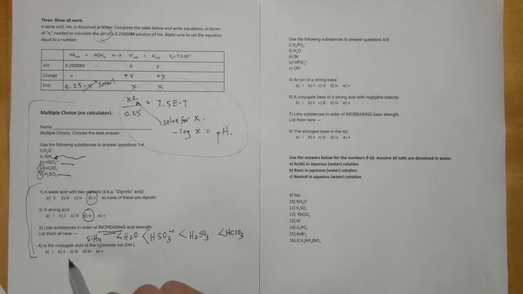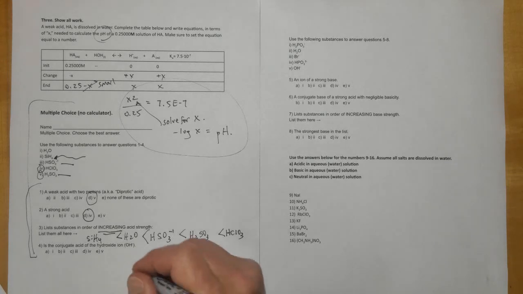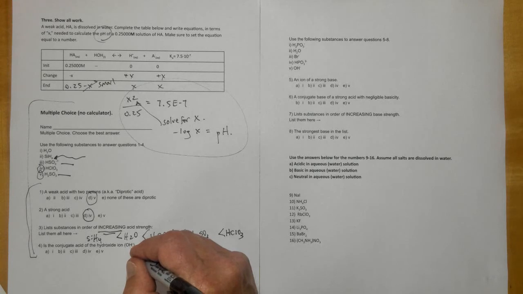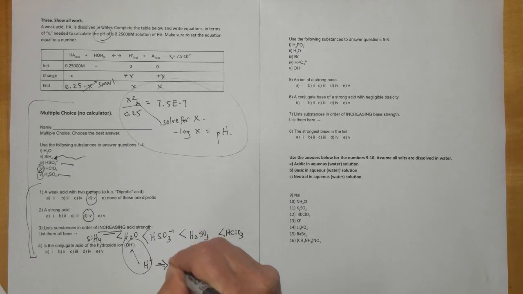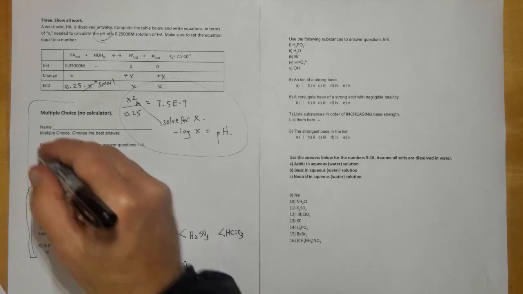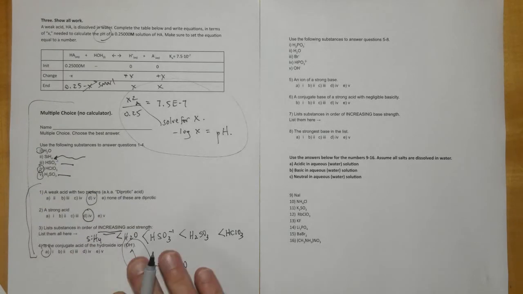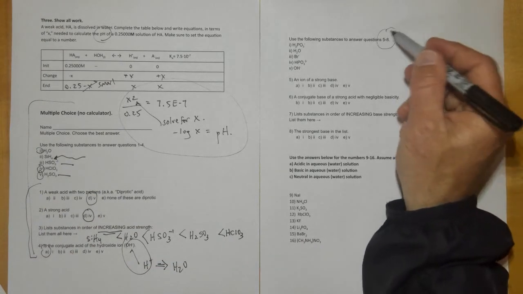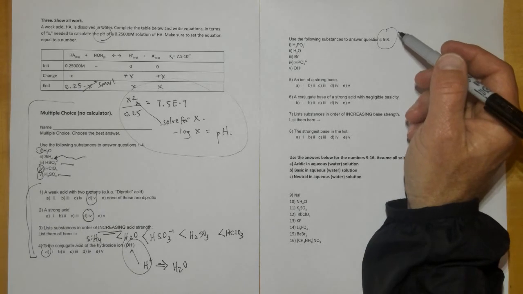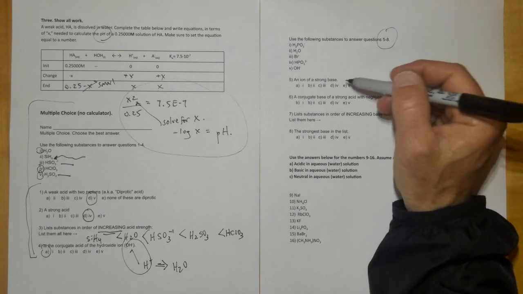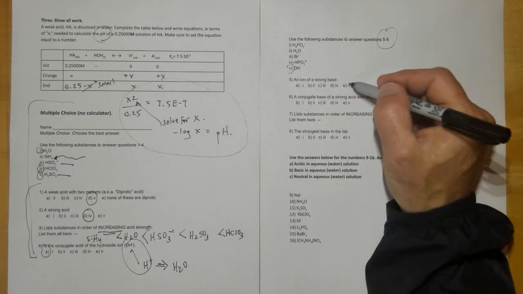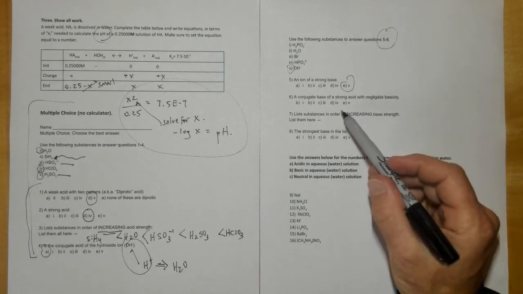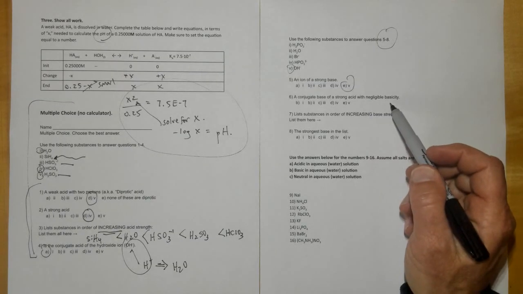And then number 4 is the conjugate acid of the hydroxide ion. And so a conjugate acid is what is created when a base accepts a proton. So if this gets an H+, then it becomes H2O. And H2O, of course, is number 1 right here, letter A. Over here, use the substances to answer questions 5 through 8. So the first one is an ion of a strong base, which is the hydroxide ion right here. Conjugate base of a strong acid with negligible basicity.